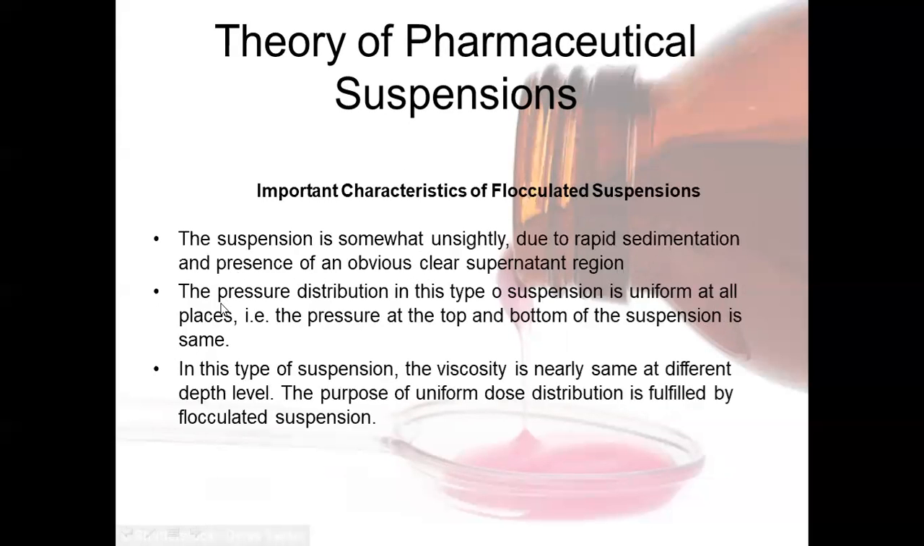The pressure distribution in this type of suspension is uniform at all places. Therefore, the pressure at the top and the bottom of the suspension is the same. In this type of suspension, the viscosity is nearly the same at different depth levels. The purpose of uniform dosage distribution is fulfilled by the flocculated suspensions, but not totally. But a uniform dose can be fulfilled for these flocculated suspensions.